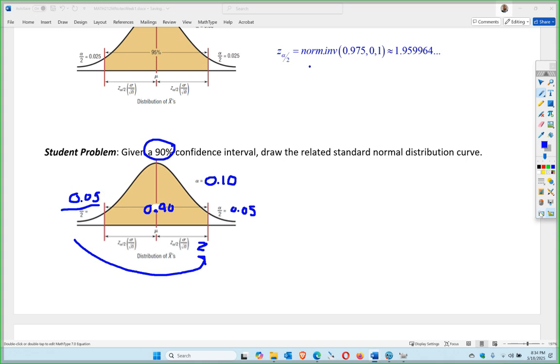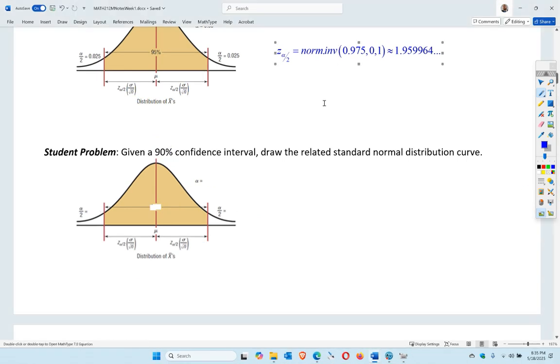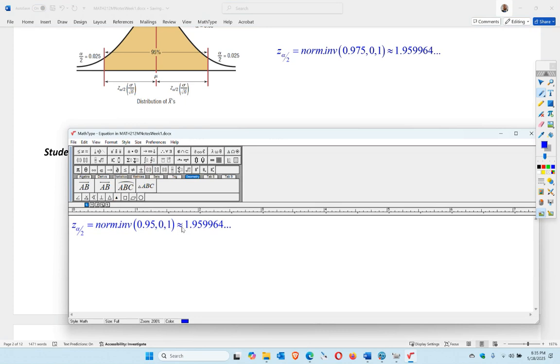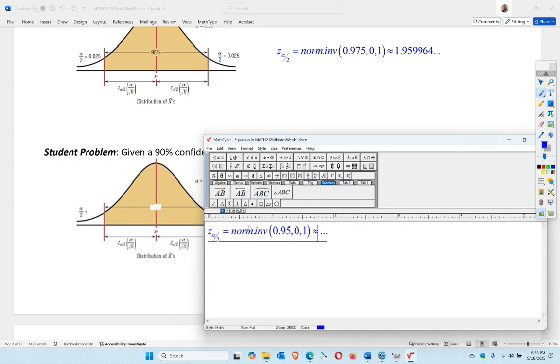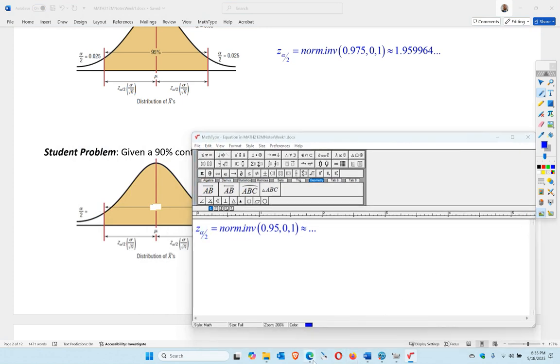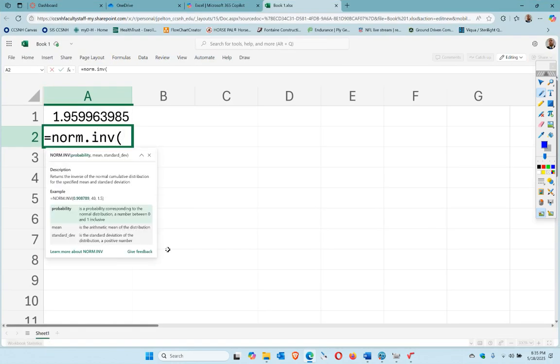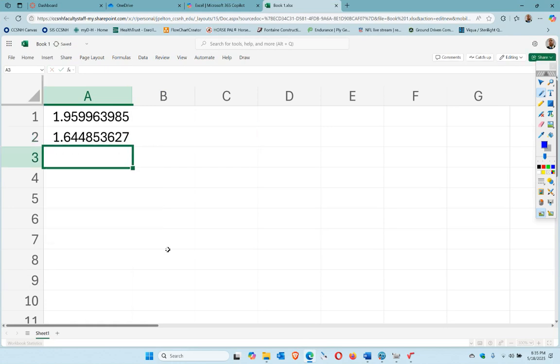So what I'm going to do now is click this, paste this, change this to 95, right? And now you kind of understand why it's not z, it's a z alpha divided by 2, right? Because there's actually 2 values. Okay, so let's go to our spreadsheet. Equals normal dot inverse 0.95 comma 0 comma 1. Close that off. 1.64485 is good enough.